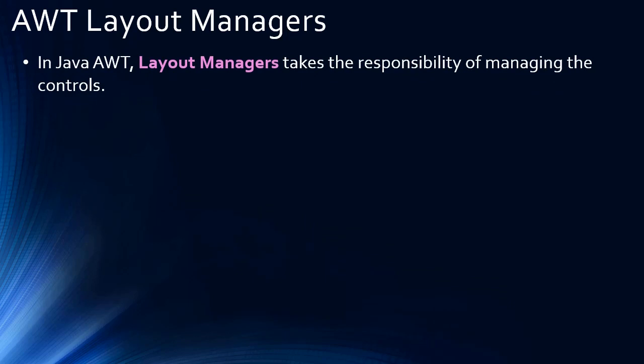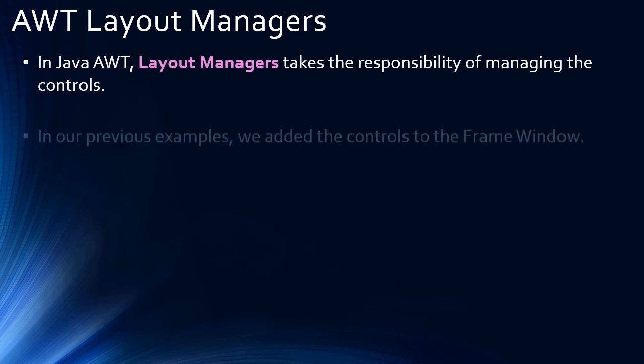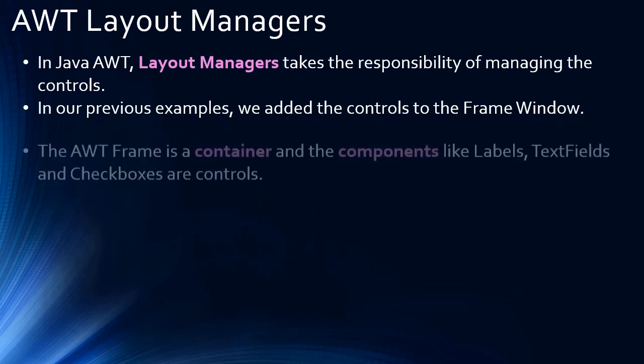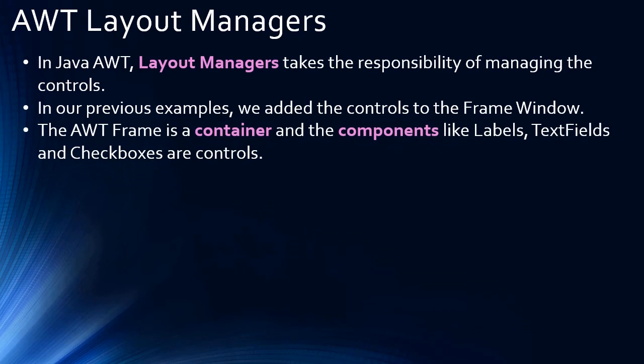AWT Layout Managers. In Java, AWT Layout Managers take the responsibility of managing the controls. In the previous examples, we added the controls to the frame window. The AWT frame is a container, and the components like labels, text fields, and checkboxes are the controls. These controls are actually called components. Inside a container, we can place the components. Or we can say a container can hold many components.